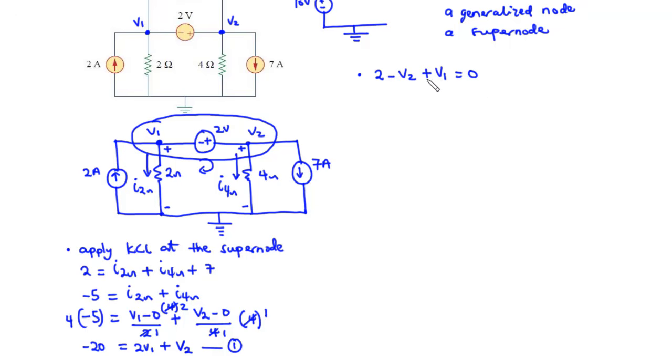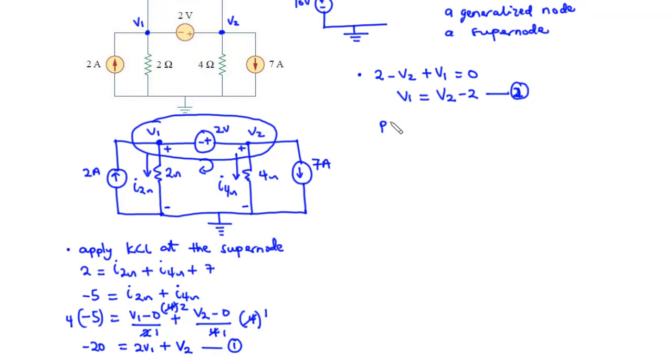Now from this we can make V1 the subject, so we have V1 to be equal to, we transpose negative V2, that becomes V2, we transpose 2, then that becomes negative 2. So we have V1 to be equal to V2 minus 2. Now let's call this equation 2.